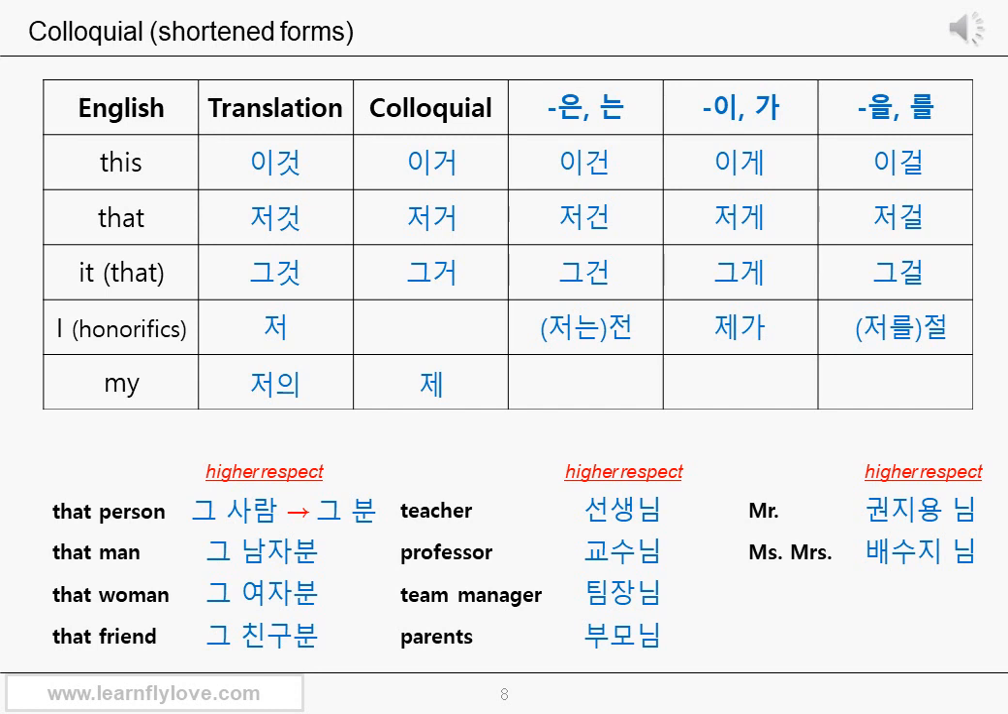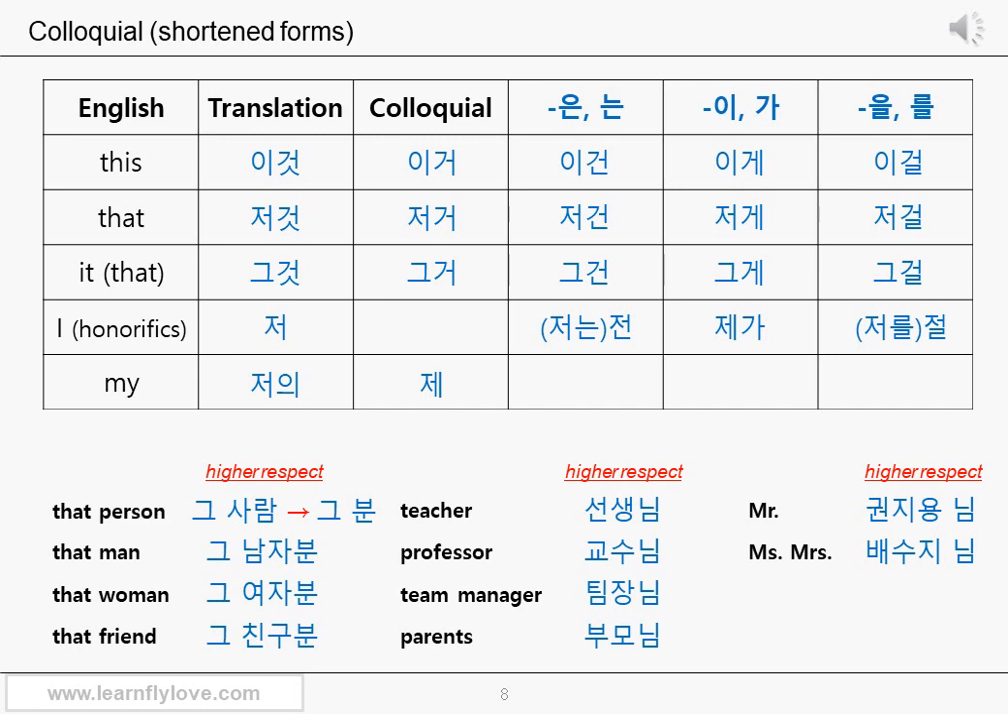If you add the object particle 을 or 를, it becomes 저를, but it becomes even shorter in conversational Korean. 절, 절. How about the possessive my? The original form is 저의, 저의 with the particle 의. But in the colloquial form, this 의 sound is gone and it becomes 제, 제. Okay? Very good.